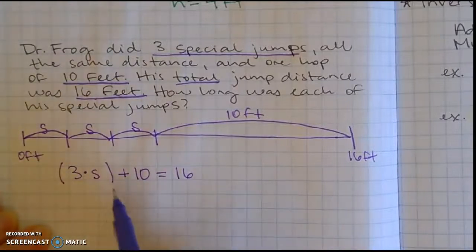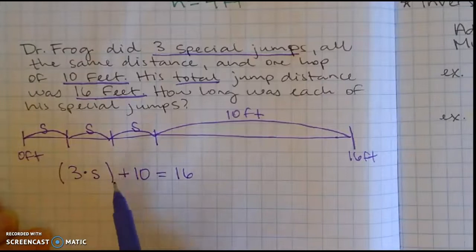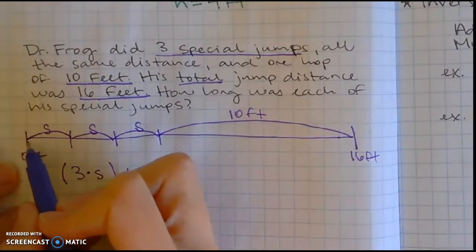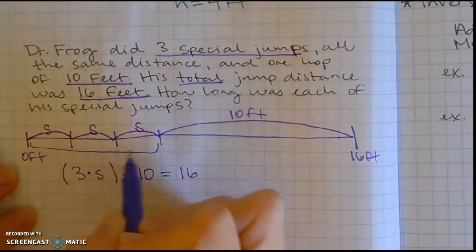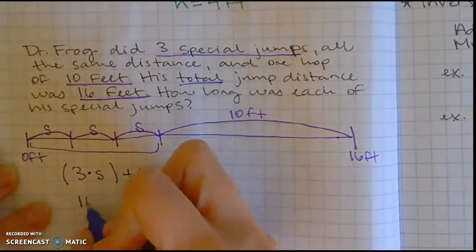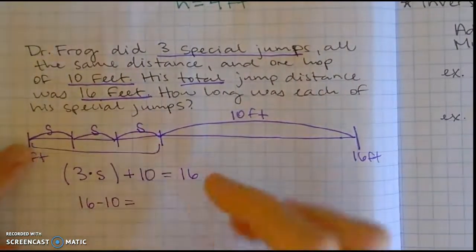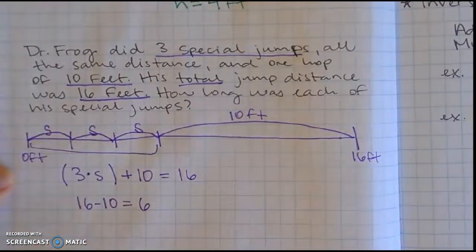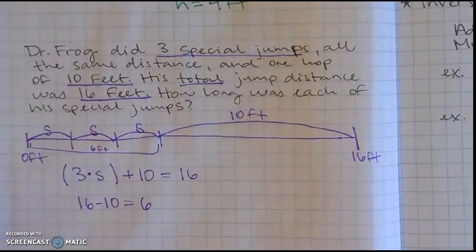So the trick here is I have to do a couple different operations. First thing I'm going to do is get rid of this 10 because I really want to figure out how long this part is. So how long is this length here? So let's figure that out first. So I'm going to do 16 minus 10 because I want to figure out how long this is. And 16 minus 10 is 6. Great. So I know that this right here is going to be 6 feet long.